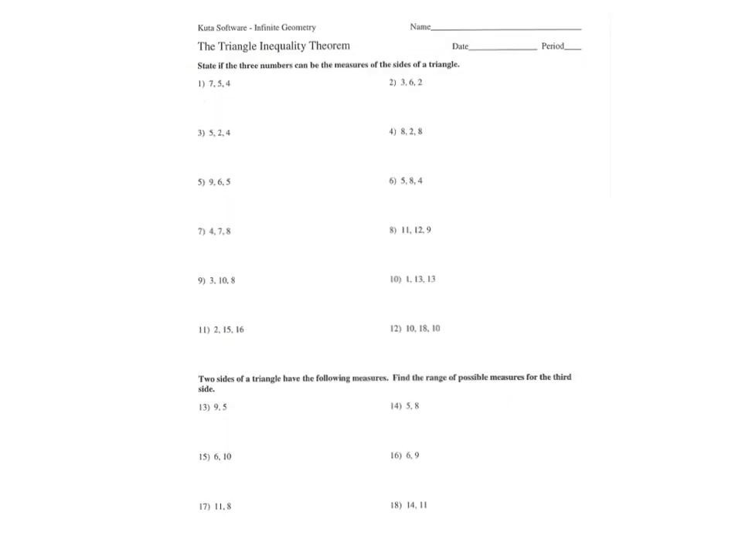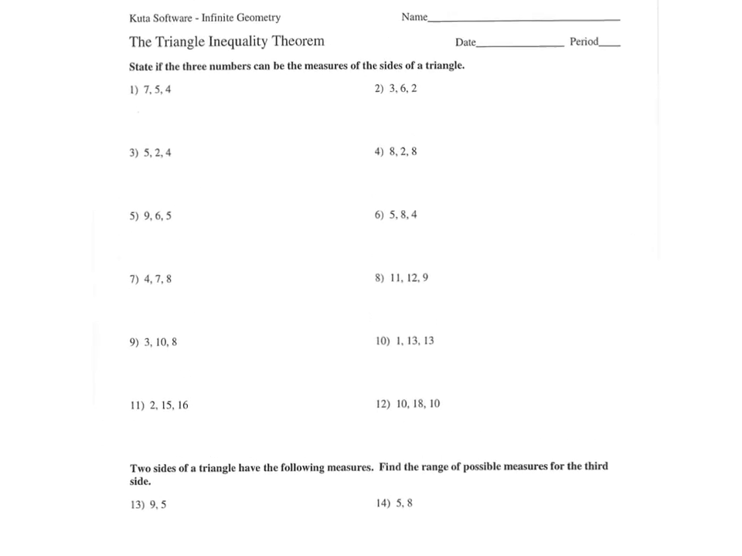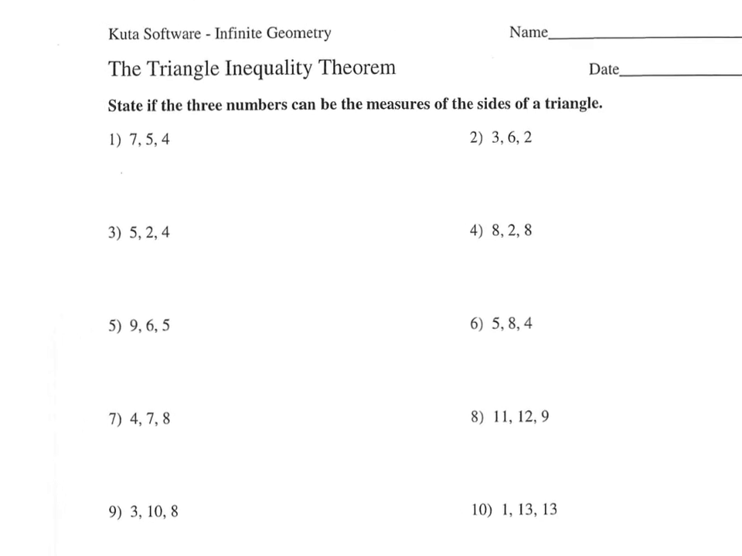So now let's look at some problems. These first types of problems say, state if the 3 numbers can actually make a triangle. The best way to show this is to look at one that won't work. Number 2, I'll just tell you right now, will not work because this 2 side and the 3 side, and then you're going to have a 6 side. There's no way that I can connect these to make the triangle. So this would be a no.